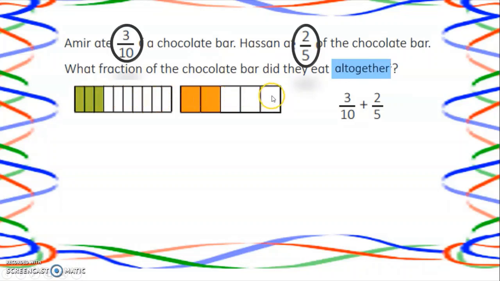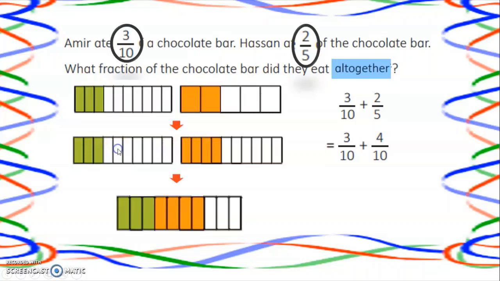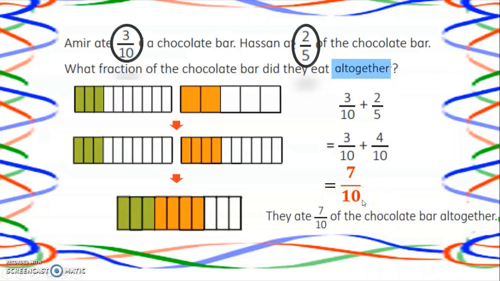We must make this model the same as 10 equal parts. So we're going to divide these two blocks into 2. So we have 4 blocks out of 10. It means the 2/5 will become 4/10. Now we are able to add. Let's combine the number of shaded. So we have 7 out of 10, which is 7/10. So they ate 7/10 of the chocolate bar altogether.